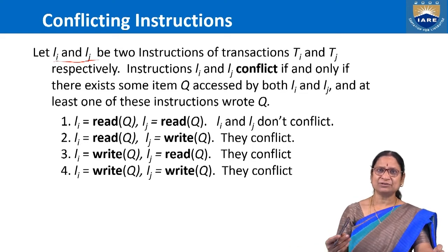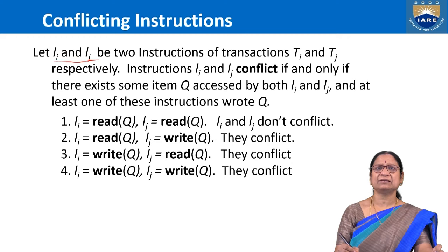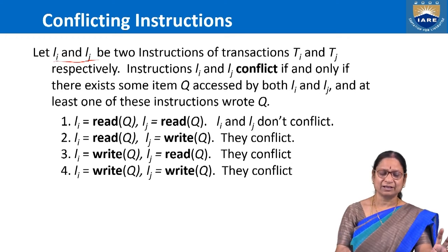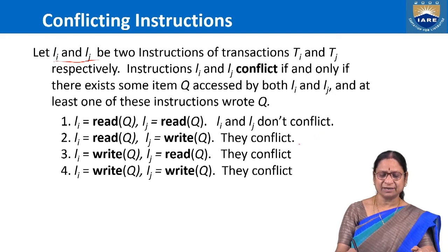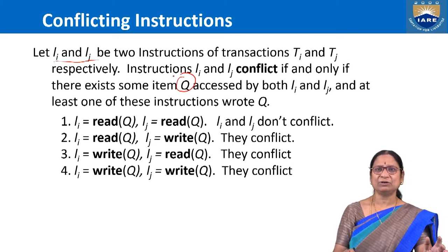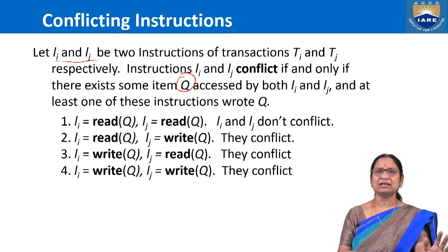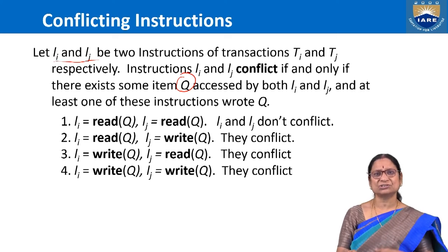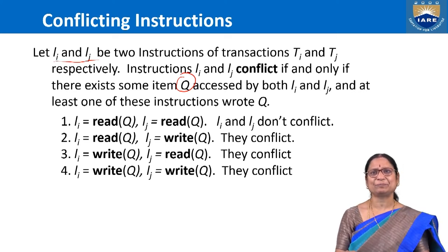As I explained in the previous slide, we are only considering read and write instructions. So Li, Lj are two instructions on the same data item. Only then will conflict be checked. Otherwise, we can say that those two instructions are non-conflict instructions.